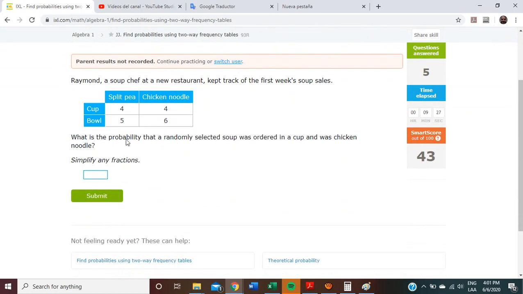All right, now we have cup, we have bowl, we have split pea, we have chicken noodle. Okay, so we're looking for cup and we're looking for chicken noodle. Cup and chicken noodle. So the answer is 4. 4 out of how many? 6 plus 4, 10. 10 plus 5 plus 4 equals 19. So this is our answer, 4 out of 19.